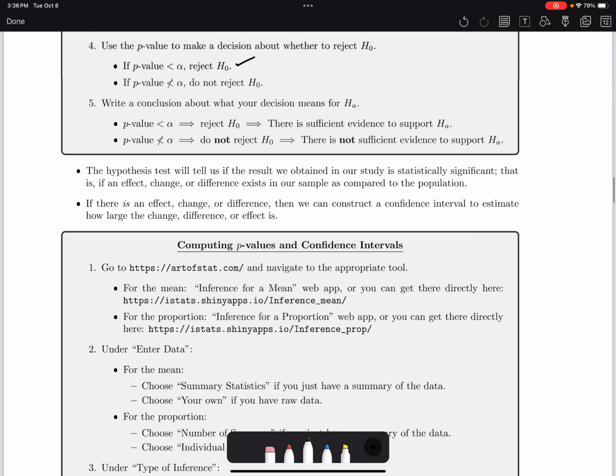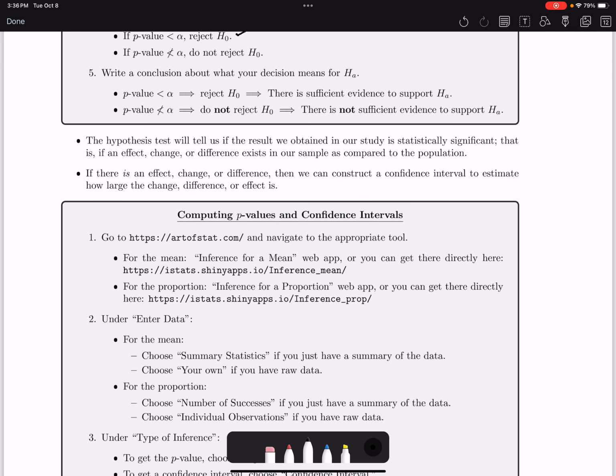Now, the results of this hypothesis test will tell us if the result we obtained in our study is statistically significant. In other words, it'll tell us if there's an effect or a change or a difference in our sample compared to the population. If there is an effect, then we would like to measure how large the effect is, and that's where the confidence interval comes into play.